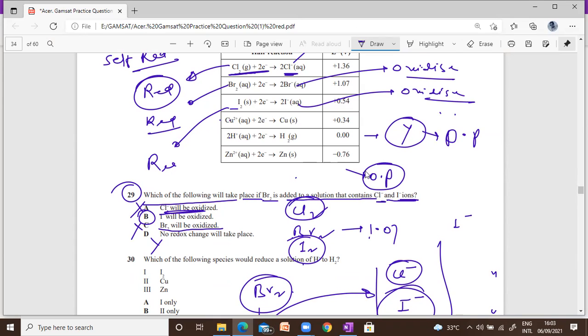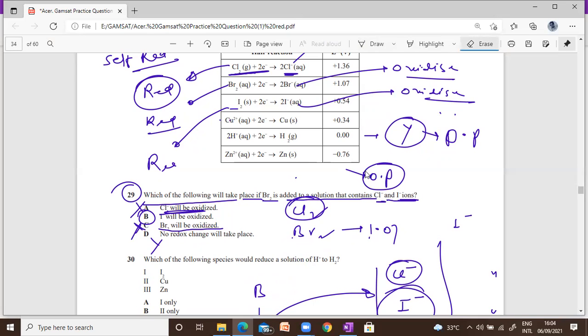But it will not oxidize because it is present above the bromine. So Cl minus will not be oxidized by bromine. If you look at C, Br2 will be oxidized. This is a wrong line. Br2 will not be oxidized, Br2 will reduce. So C is wrong. And iodine minus will be oxidized. This is the correct line. So B is the right choice. Now we can move to the next question related to the electrochemical series.